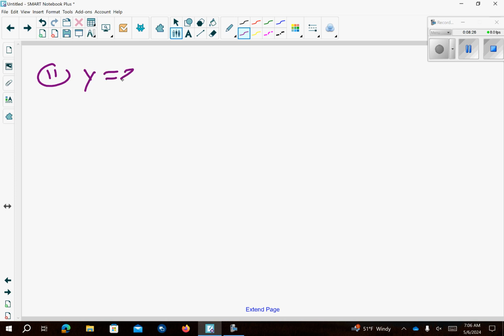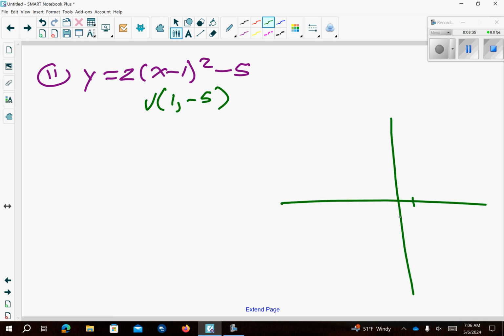we have y equals 2 (x minus 1) quantity squared minus 5. We get a vertex of 1, negative 5. Okay, so there's our vertex. We know that our axis of symmetry has to be x equals 1. The x-intercepts I don't know yet. Maybe we can get the y-intercept out of this.